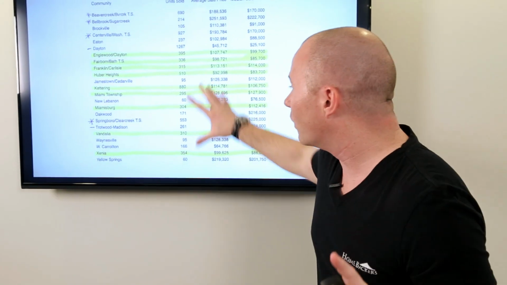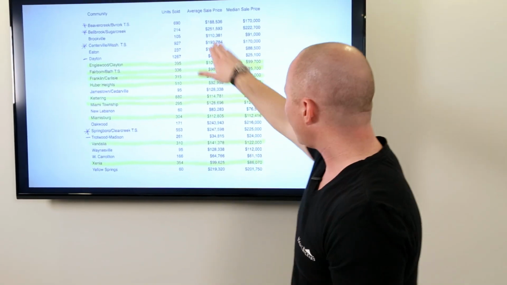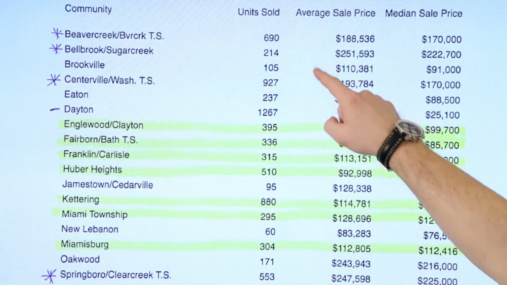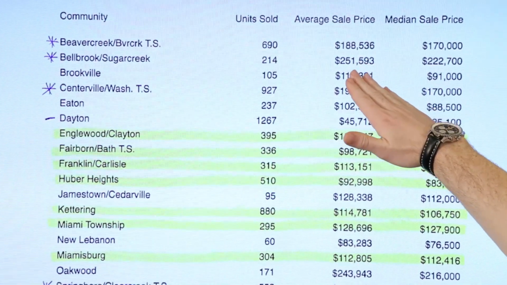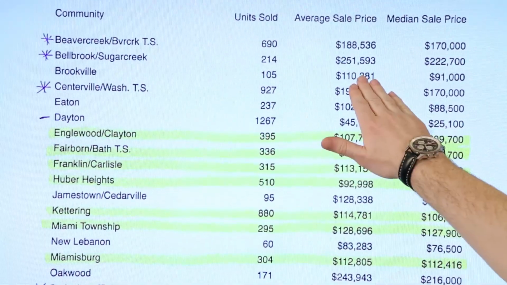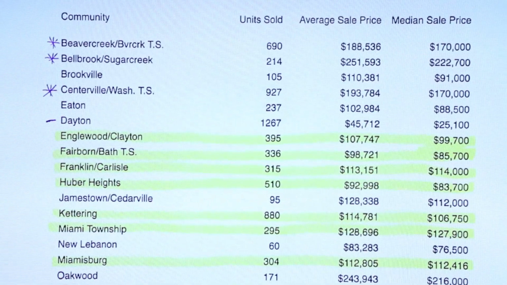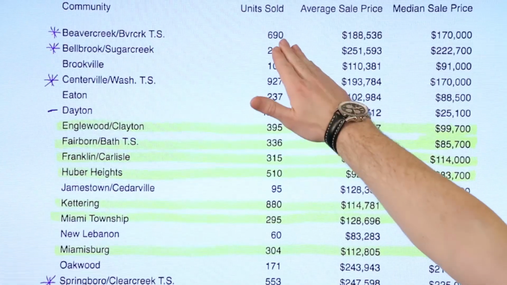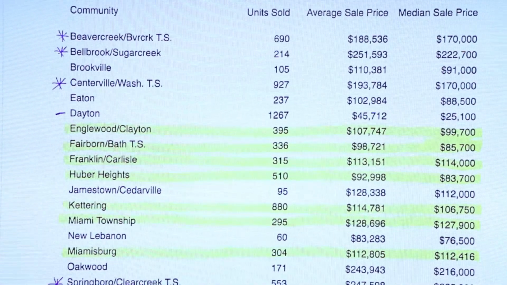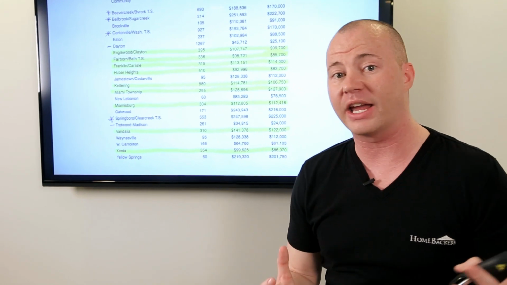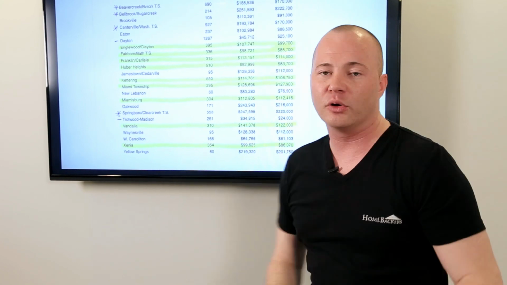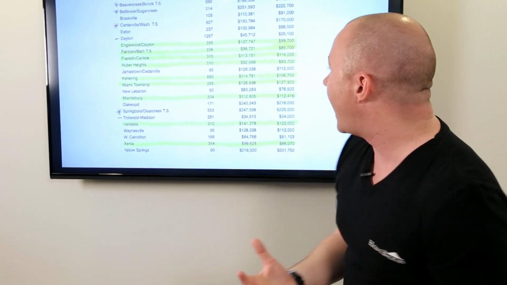Now, this data will also tell you other things as well. I want you to look at these stars right here: Beaver Creek, Bellbrook, Centerville. You can see that the average sales price is $188,000 for Beaver Creek, Bellbrook $251,000, Centerville $193,000. Those are higher than our sweet spot, but you can tell that the homes sold are 690, 214, 927. So they're selling a lot of properties in those areas, but they're going to be harder for me to pick up. But whenever I do pick them up, I'm going to make a lot of money on them whenever I'm able to buy in those areas.